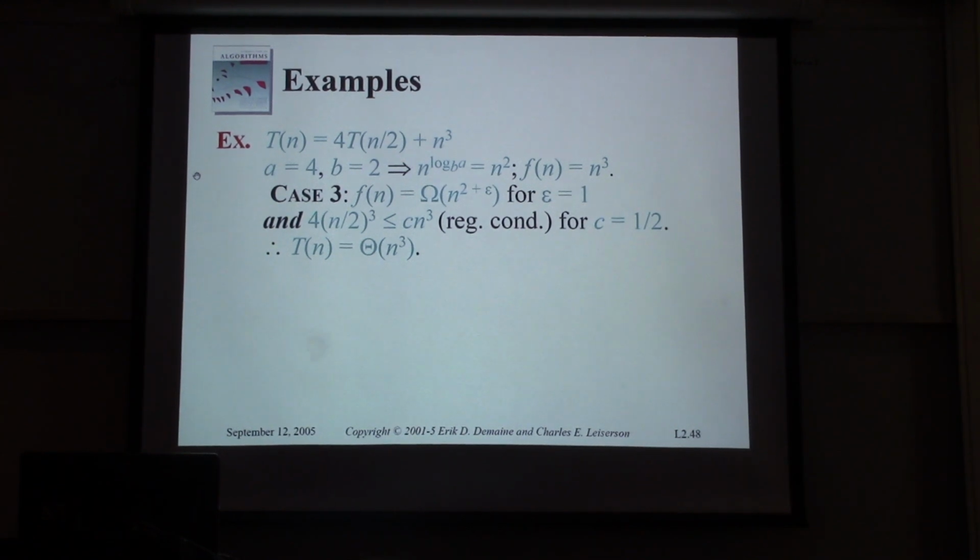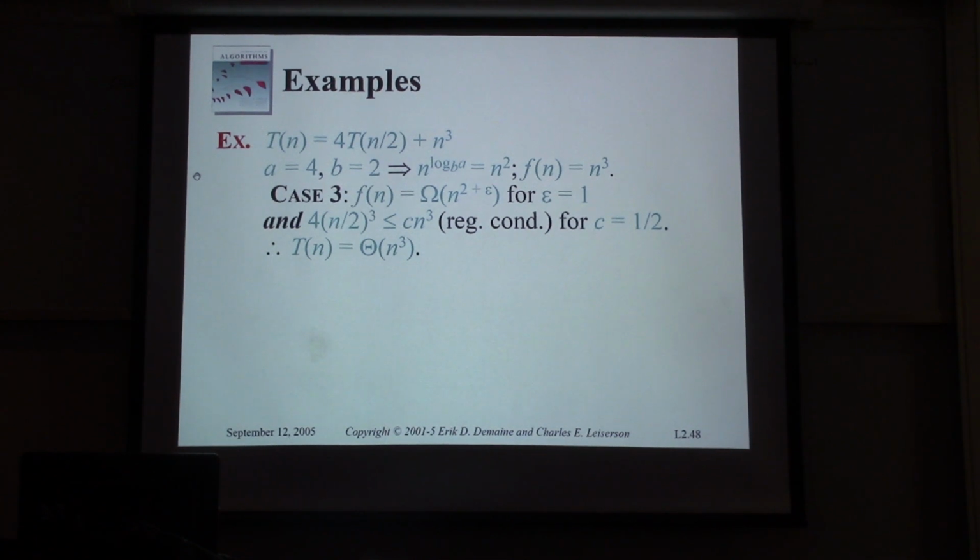Okay, let's take a look at this one. Notice that our a and b are still the same. Our f of n has now increased to n cubed. Well, guess what's going to happen? In that case, f of n is now outpacing n to the log b of a, which is n squared.